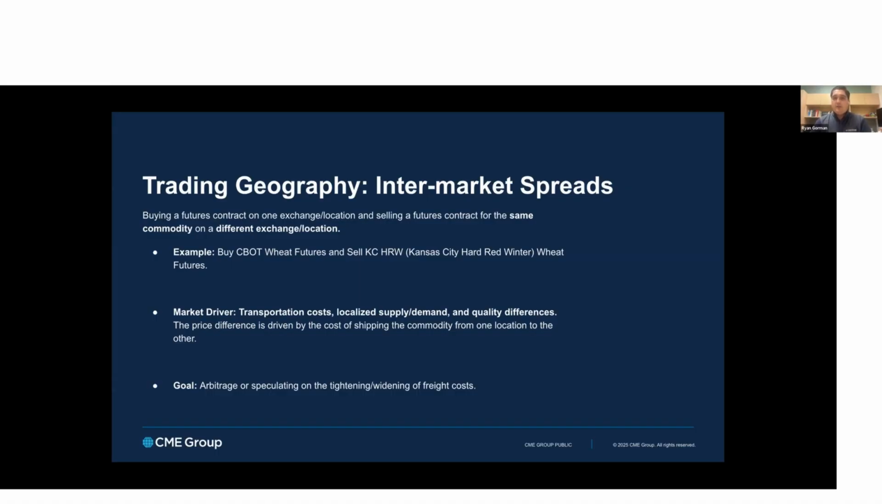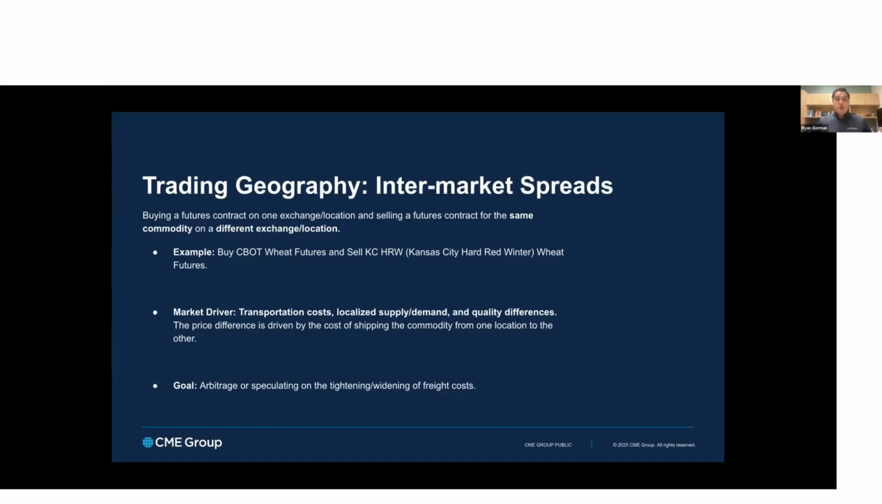So a great example is wheat. It's the most common one I've seen, or I'm used to seeing. But buying the CBOT wheat futures and simultaneously selling the Kansas City hard red winter wheat futures contract. A lot of the market drivers here are going to be transportation costs within the different locations, localized supply and demand, depending on exactly what part of the country this wheat is from, quality differences based on if one area is getting severe drought or one is getting heavy rain or it's a hot and dry summer. That's going to have a big effect locally on a lot of these different places.